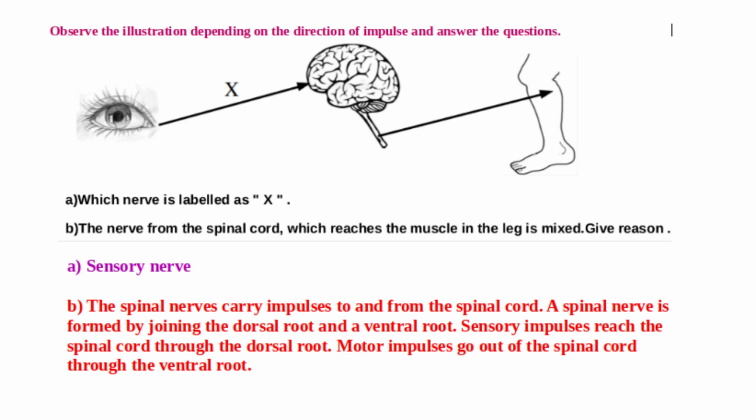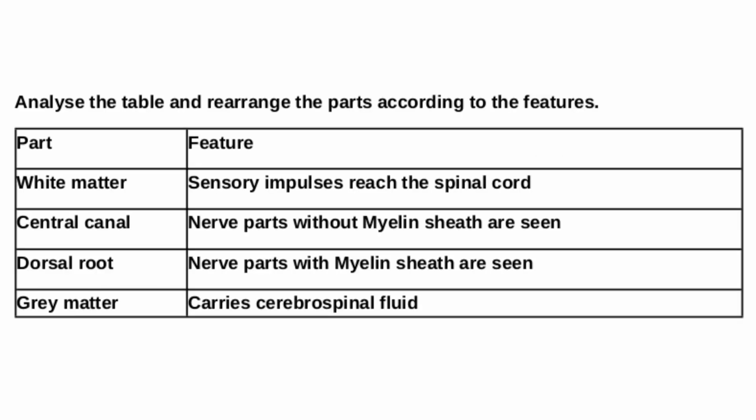Since it carries impulses in both directions, all spinal nerves are mixed nerves. So, here the nerve which reaches from the spinal cord to the leg muscle is mixed. Next question. Analyze the table and arrange the parts according to the features.